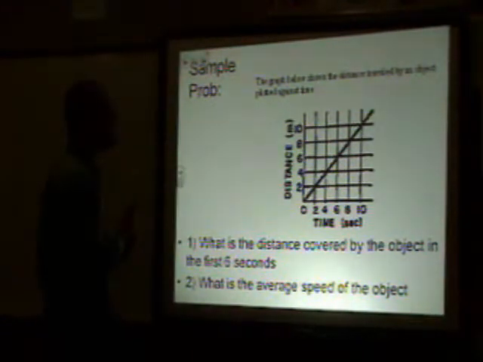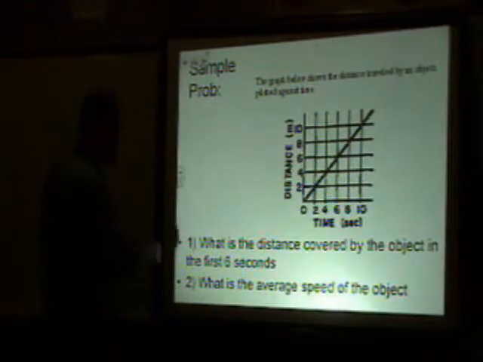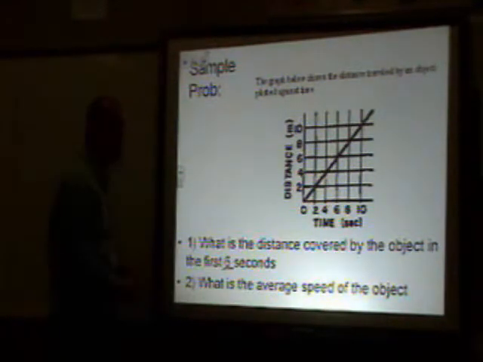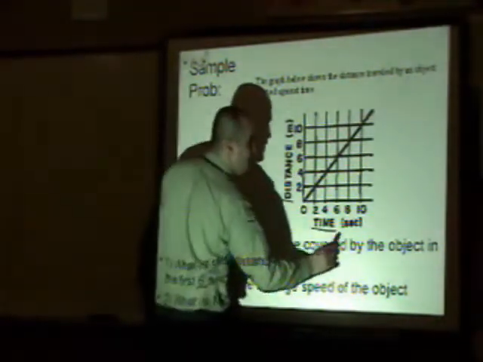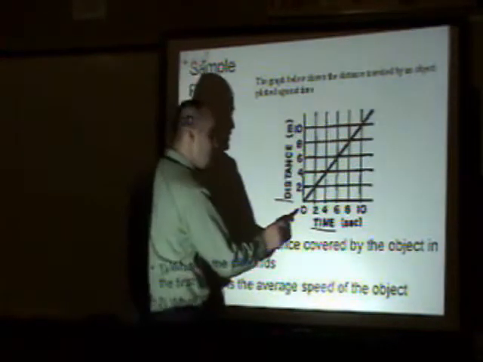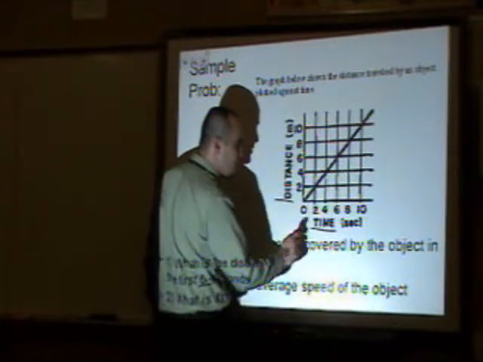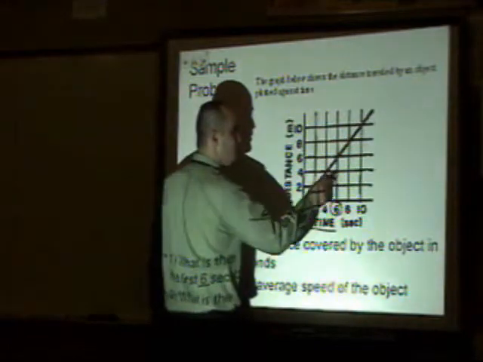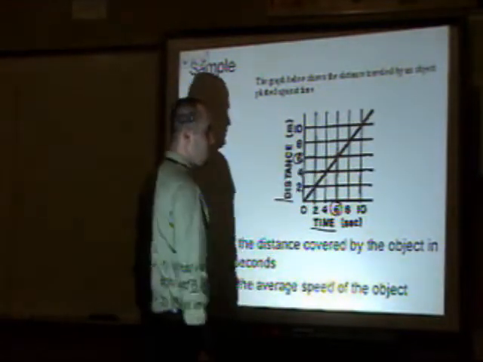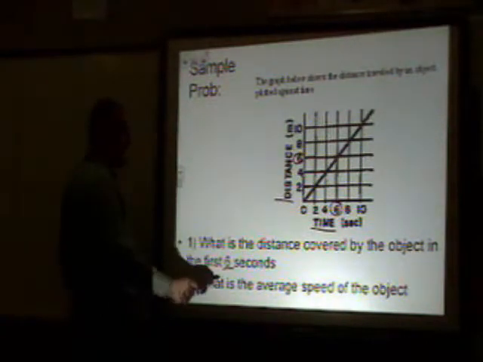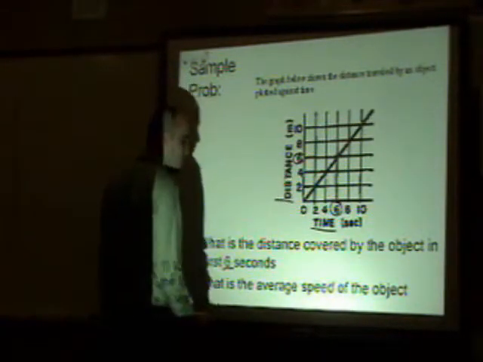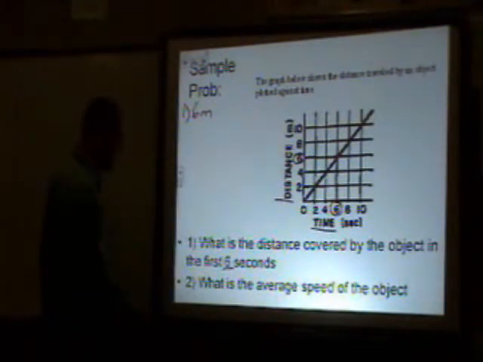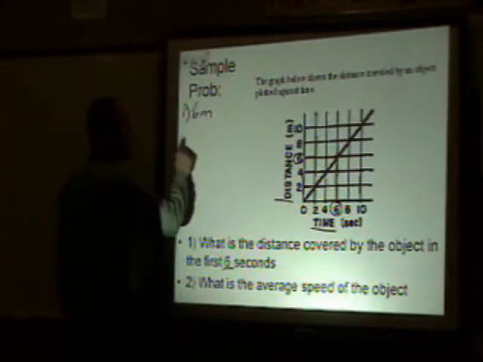Alright, the graph below shows the distance traveled by an object plotted against time. And it asks, what is the distance covered by the object in the first 6 seconds? That shouldn't be too hard. It's a distance versus time graph. So in the first 6 seconds, I take a look down here. Seconds is the time. I know it's in the x-axis. So I look 6 seconds. Alright, and I want to figure out what the distance covered was. There it is. Answer to the first question, done. How much distance traveled? 6 meters. So the first question is done. 6 meters.